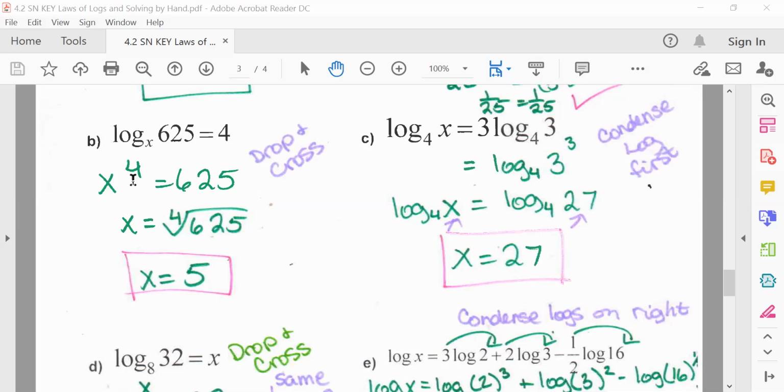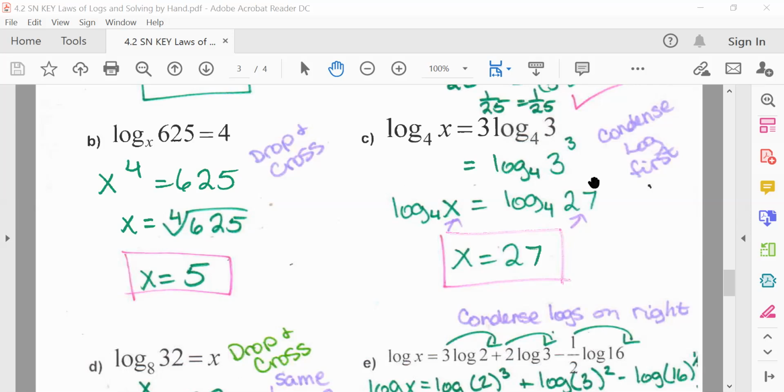So here, drop and cross. X to the power 4 is 625. Drop the base, the 4 and the 625 crisscross. Now officially what we're doing here is taking the 4th root of 625. If you've been working on those perfects, you know that 5 to the power of 4 is what gets you 625. So x here is 5.